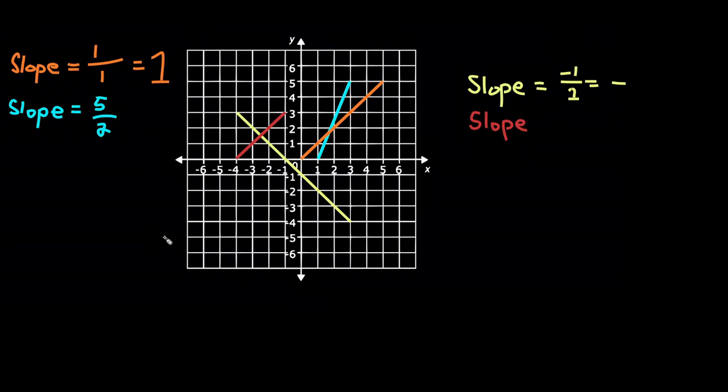See if you can do the red line. What's the slope on this red line? That's right, it's 1 over 1. So you can see that the slope of the orange line and the red line are the same. They both have a slope of 1. And that means that these two lines are parallel.